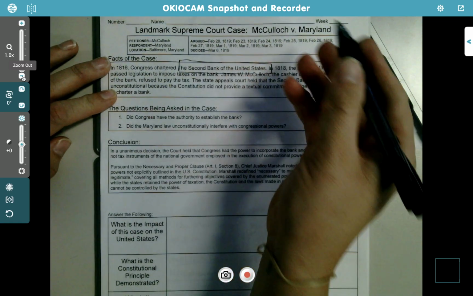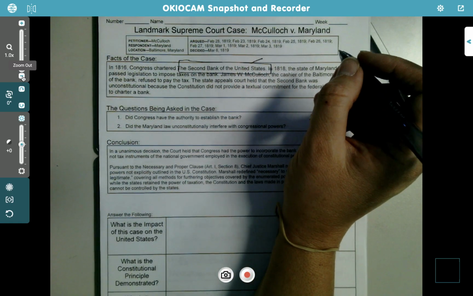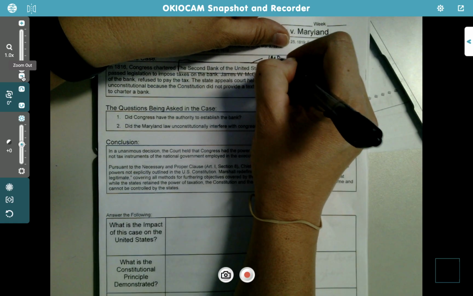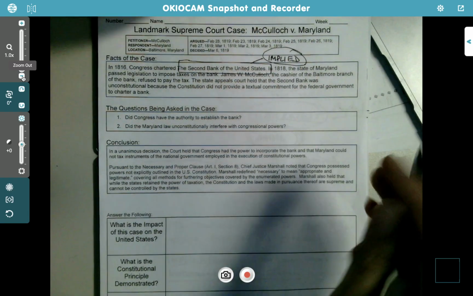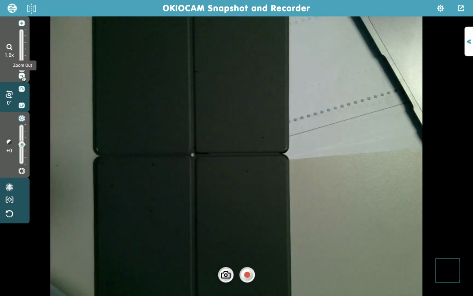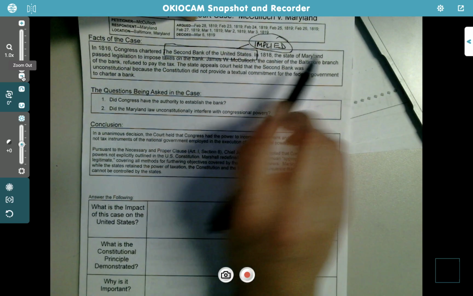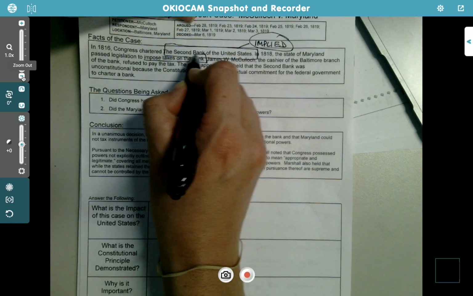By being able to charter a second bank, this is what type of power of the federal government? You just learned this, Kate. What is it? It's an implied power. Now, of course, it's being tested at this point, but knowing that a bank is being created, it's an implied power. In 1818, the state of Maryland passed legislation to impose taxes on the bank.